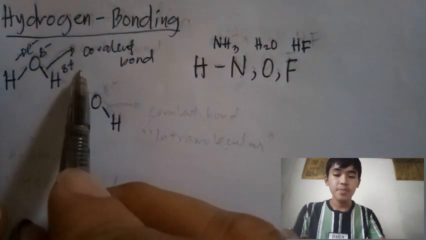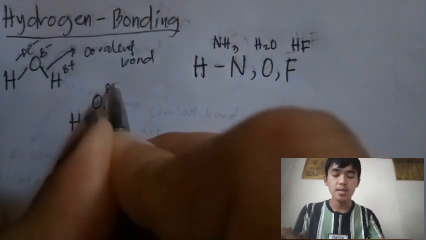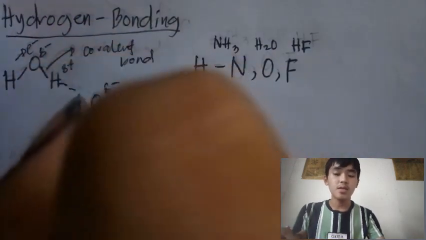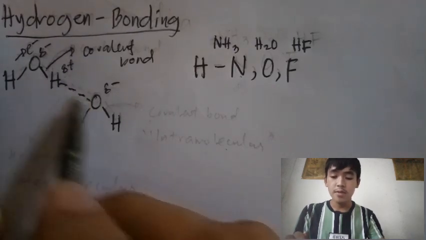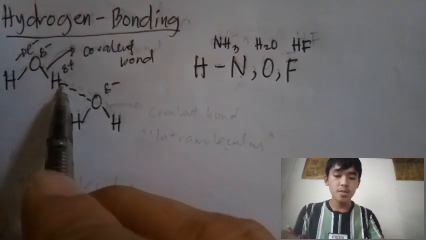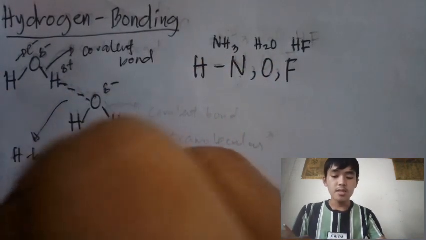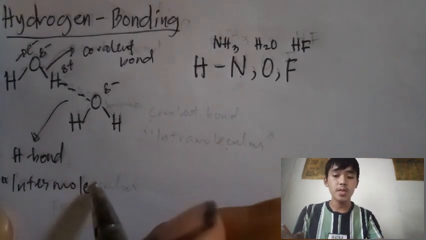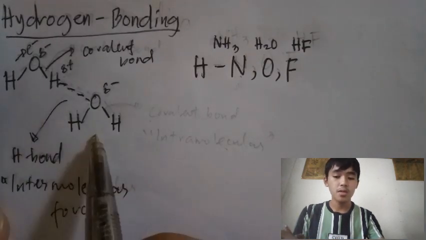Thus, hydrogen bears a positive partial charge, and this positive partial charge of hydrogen here will be attracted to the partial negative charge of the oxygen of another water molecule, and the interaction that occurs between these two water molecules is what we call hydrogen bonding. And this is an example of intermolecular force. Inter means between two, the force that exists between two molecules.